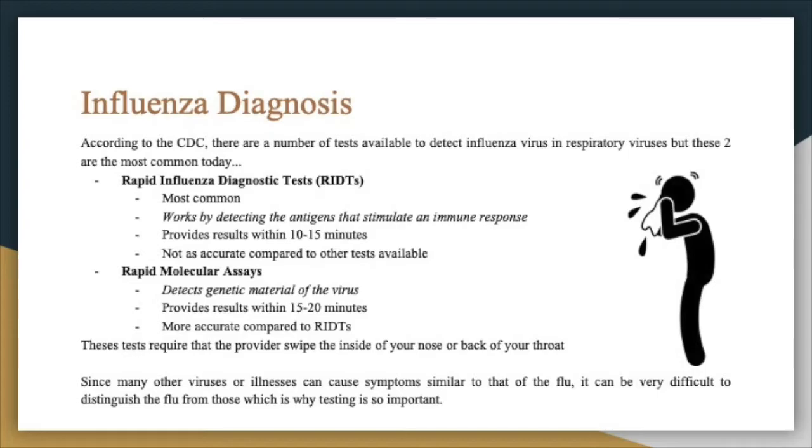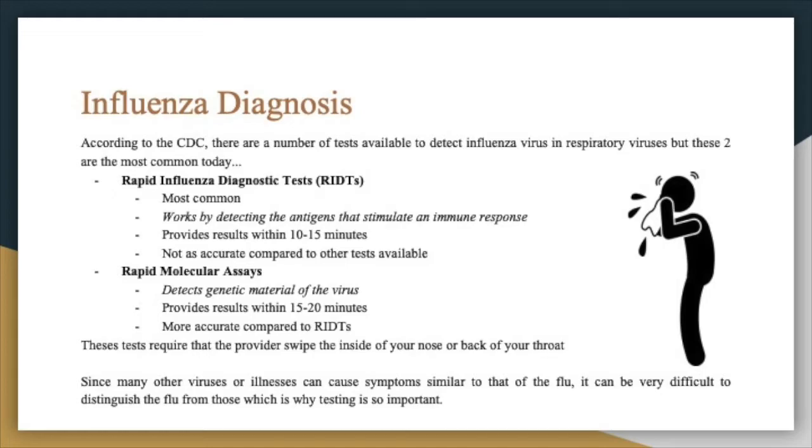So according to the CDC, there are many tests that we can run to detect the influenza virus, but the 2 that are the most common are the Rapid Influenza Diagnostic Test and Rapid Molecular Assays. These 2 tend to be the quickest, although sometimes they may not be the most accurate. The one that is more common is the RIDT, and it works by detecting the antigens that stimulate the immune response given by the virus. Again, this is supposed to be rapid, so it typically provides a result within 10 to 15 minutes.